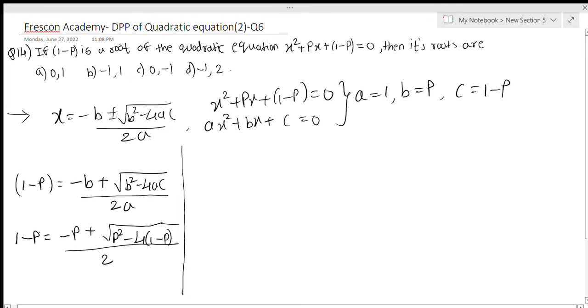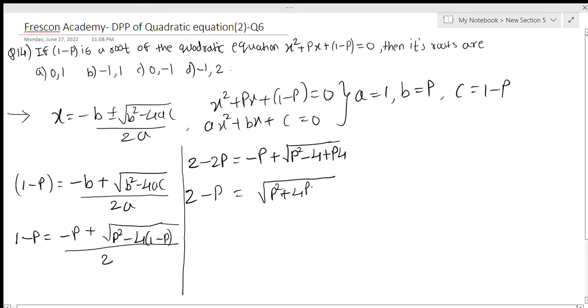So now multiplying 2 towards the left hand side, it will be 2 minus 2p is equal to minus p plus under root of p square minus 4 into 1 minus p, which will be coming out to be p square plus 4p minus 4. If I take minus p towards the left hand side, it will just give me 2 minus p is equal to under root p square plus 4p minus 4.